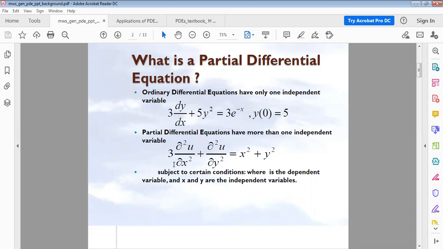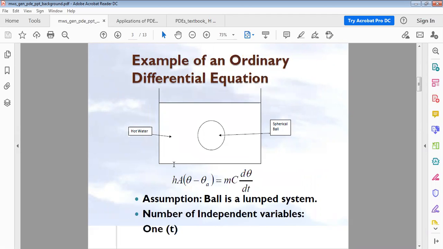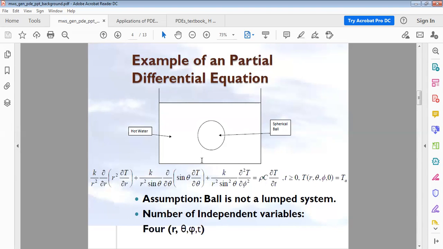Now there is an important question for you. What is the basic difference between ordinary differential equations and partial differential equations? So write down this question, everybody. What is the difference between ordinary differential equations and partial differential equations? Now, an example of ordinary differential equations: we have studied many applications of ordinary differential equations. Now we will study an example of a partial differential equation.